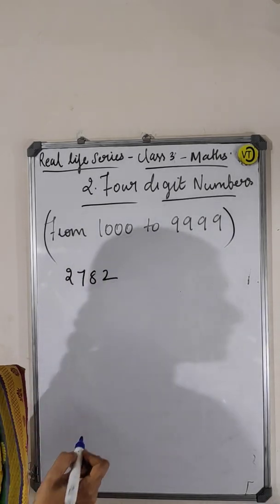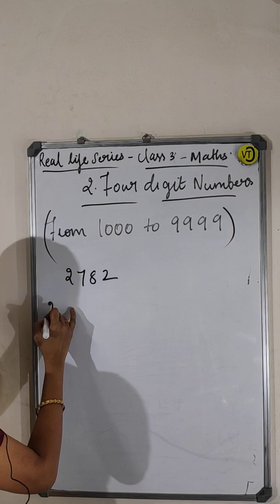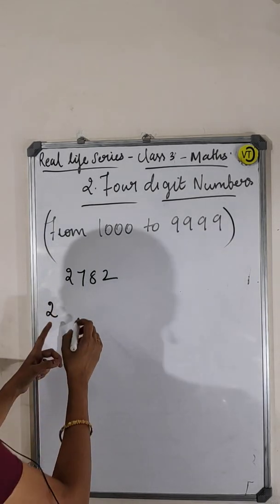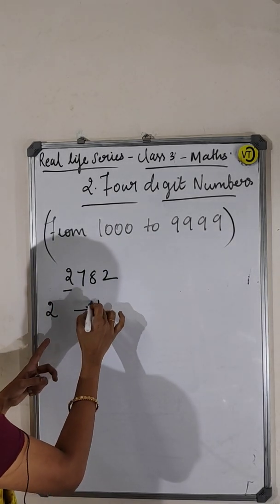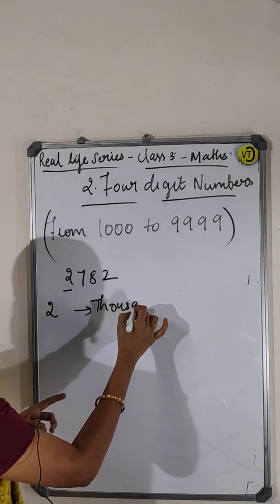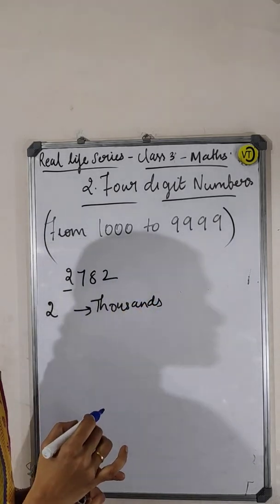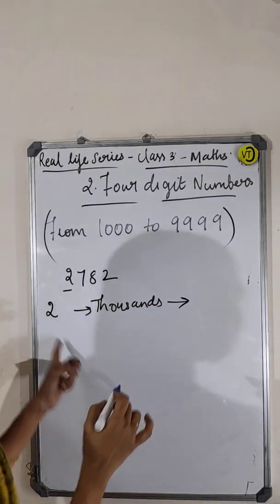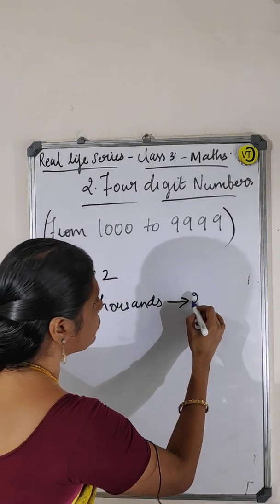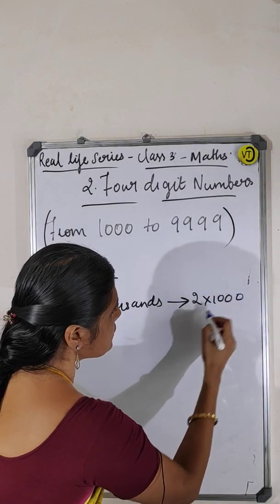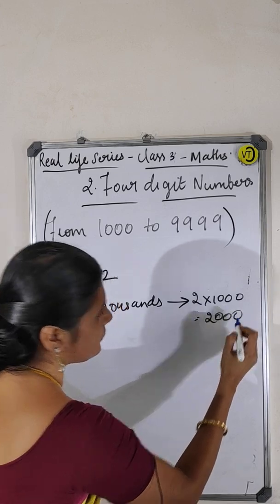2782. How can I write? See, the digit 2 I am taking. So what is the place here? Thousands. This is thousands. And the place value is what? 2 into 1000 is 2000.